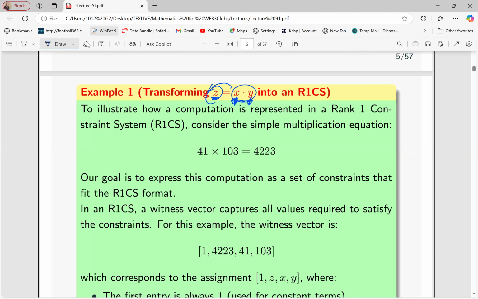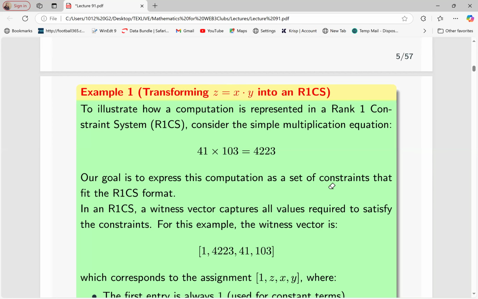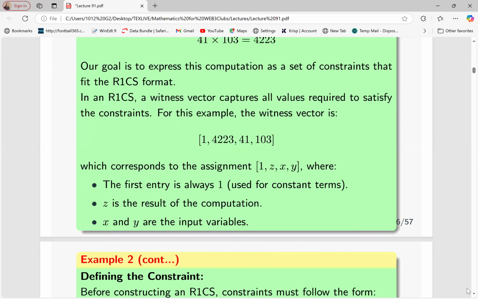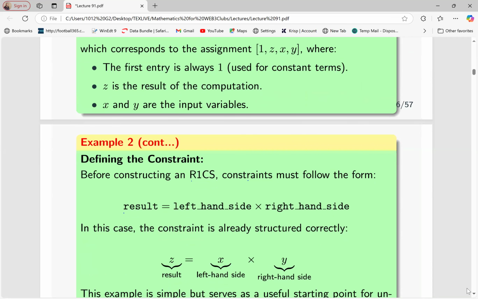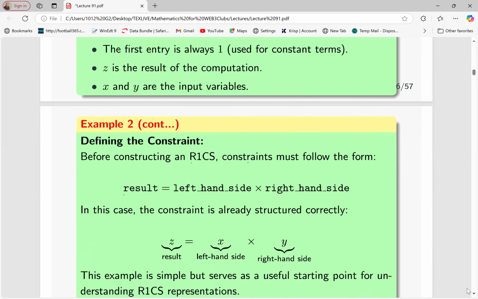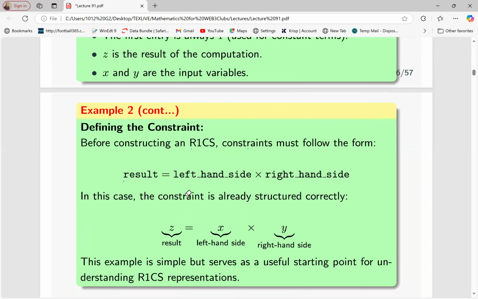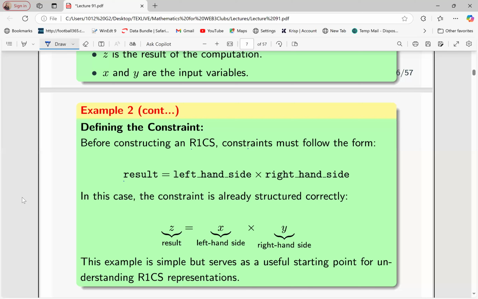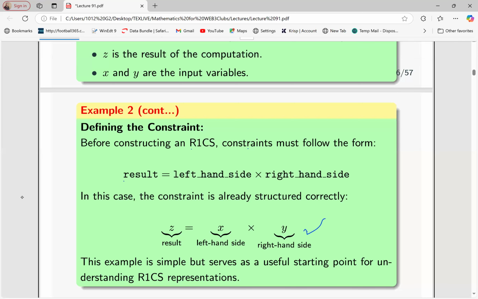So every time you are writing a rank 1 constraint system, it must follow that order: the left side and the right-hand side. I was just emphasizing the same thing here: this is the result, the left-hand side, and this is the right-hand side.